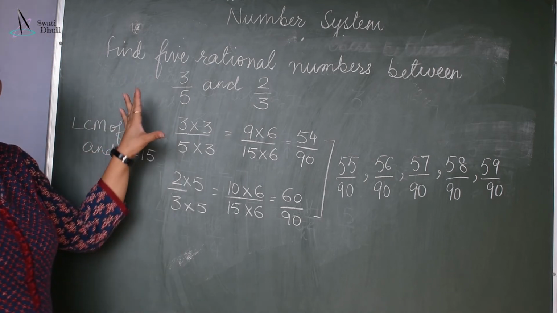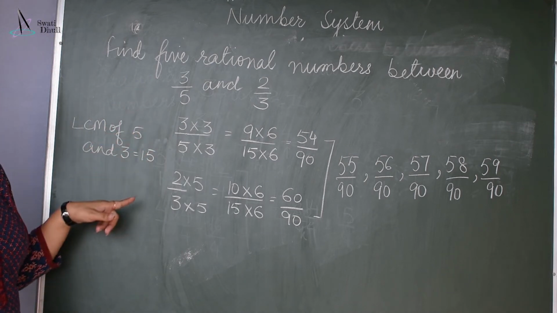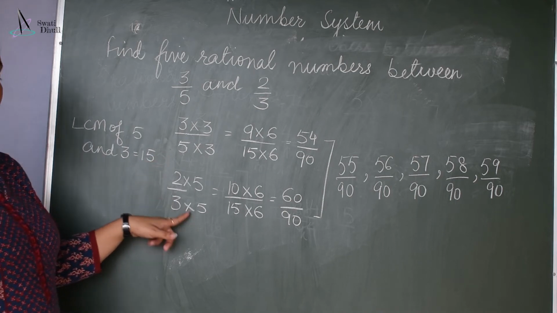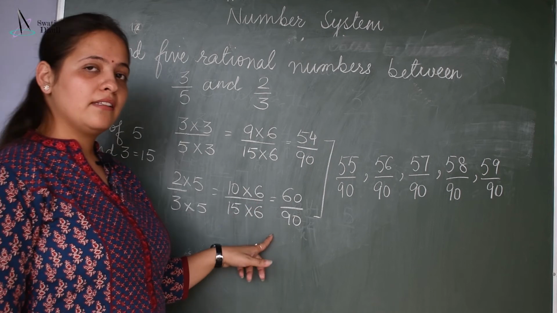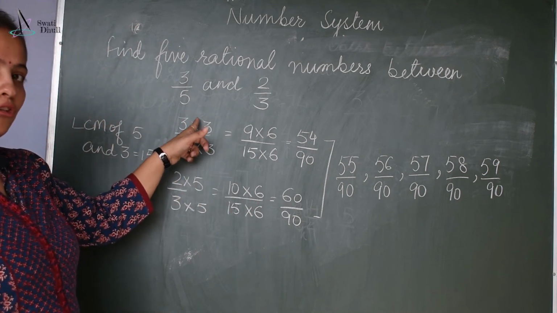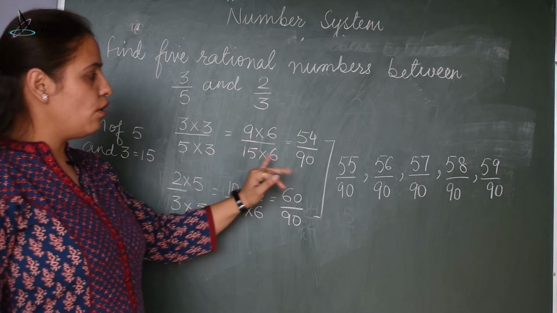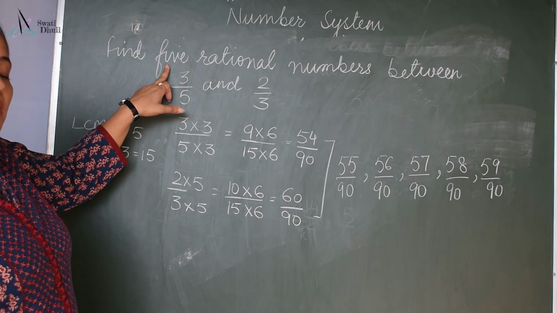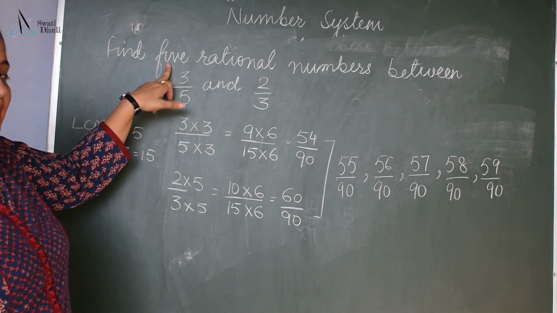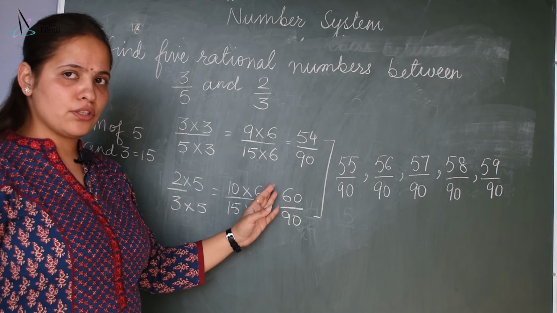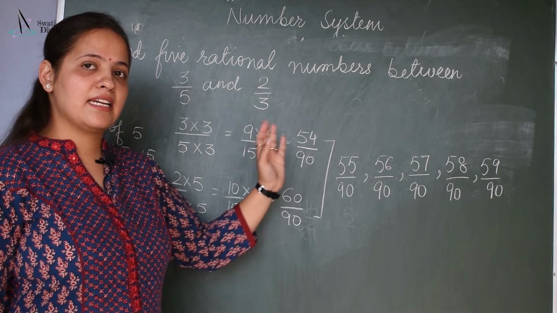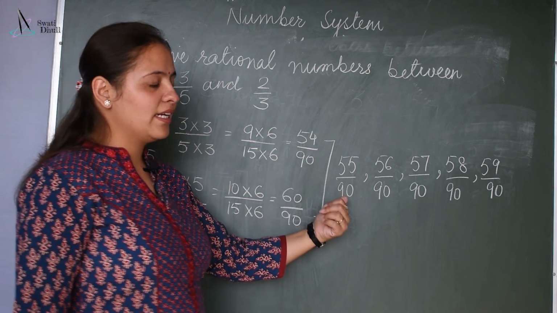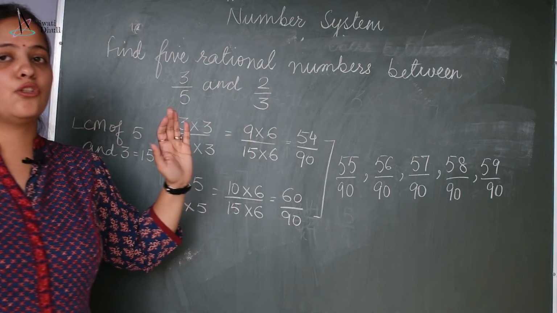What you need to see is that the denominator must be the same. If the denominator is not the same, you have to take the LCM of the denominators and make the denominators the same. To make the denominator the same, I have to multiply the numerator also to keep it balanced. Then you have to multiply by a number which is greater than 5. You can take 7, 8, 9, 10, 11, whatever you would like. You can multiply by those numbers and you will get the rational numbers between any two rational numbers.